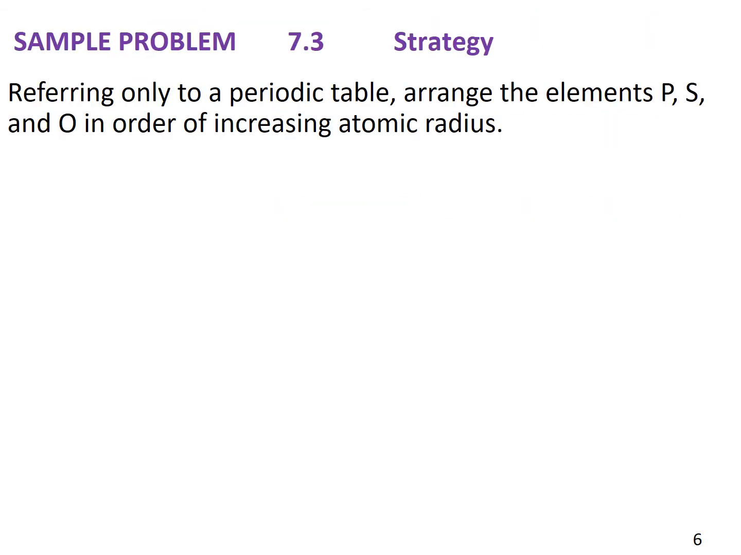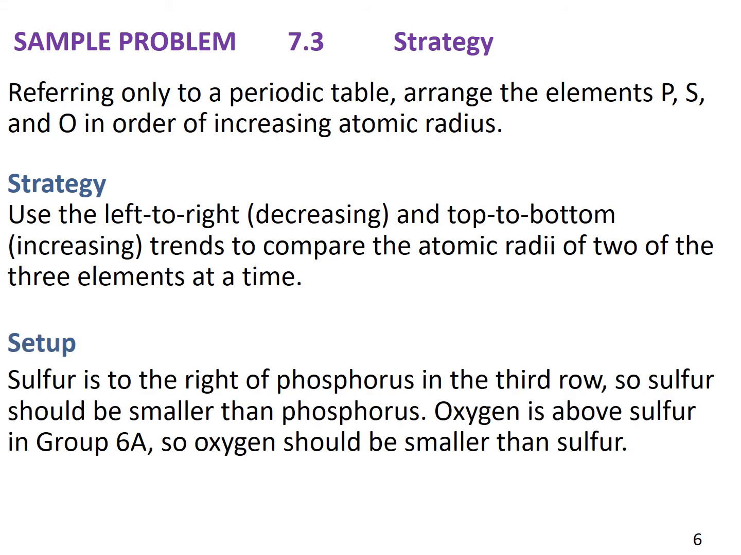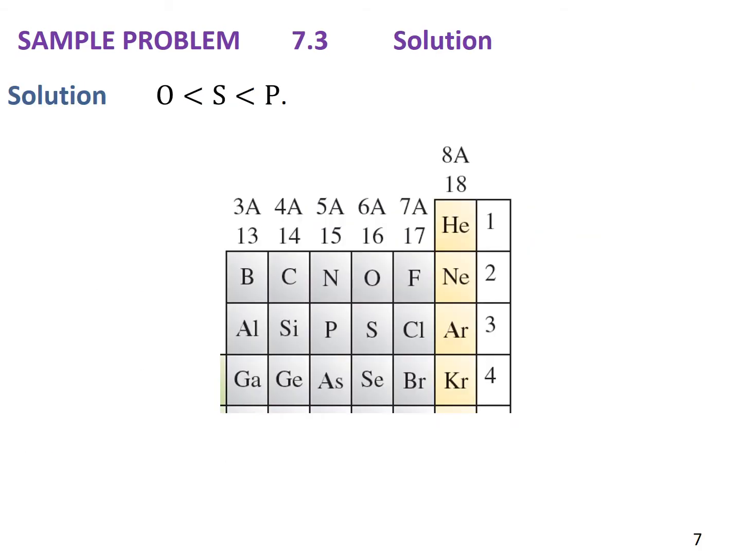Okay, referring only to the periodic table, arrange the elements P, S, and O, phosphorus, sulfur, and oxygen in order of increasing atomic radius. So we'll use that trend, the left to right and top to bottom trend, to compare the atomic radii of 2 of the 3 elements at a time. Sulfur is to the right of phosphorus on the 3rd row, so sulfur should be smaller than phosphorus. Oxygen is above sulfur, so oxygen should be smaller than sulfur. Here we can see that.